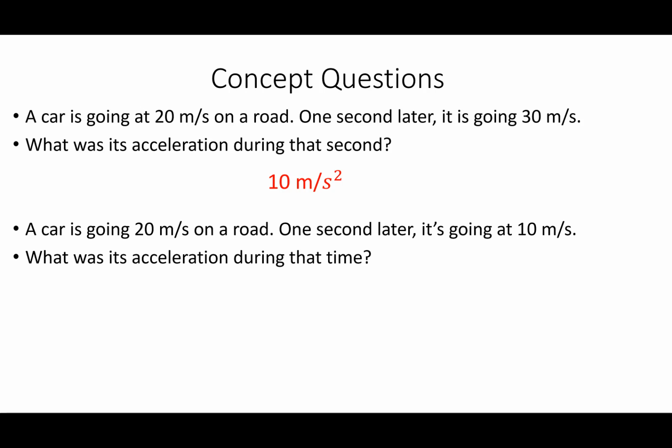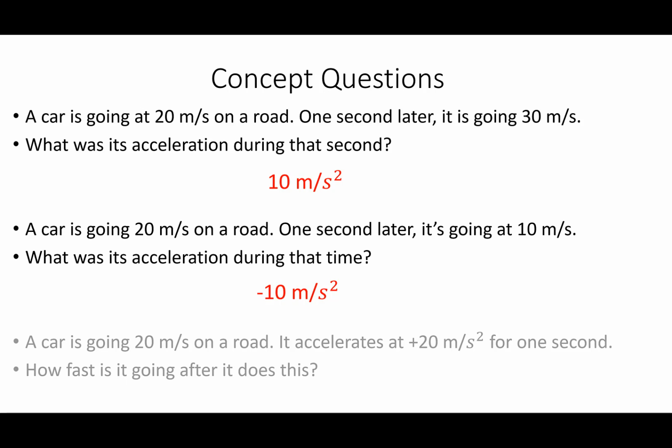So to figure out the acceleration during this time, you say the change in velocity, well, it went down 10, so it was negative 10, over the change in time, which is 1 second. So if it slowed down 10 meters per second in a second, then the acceleration would be negative 10 meters per second squared.